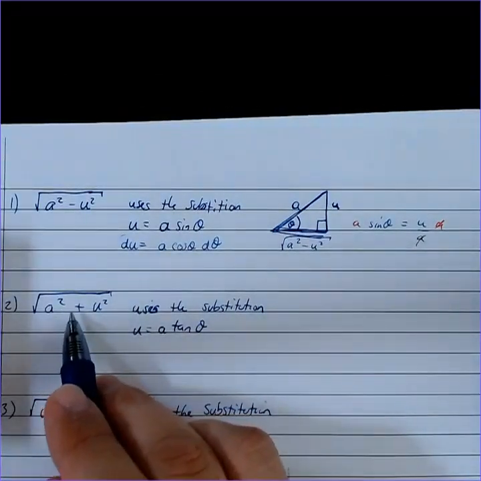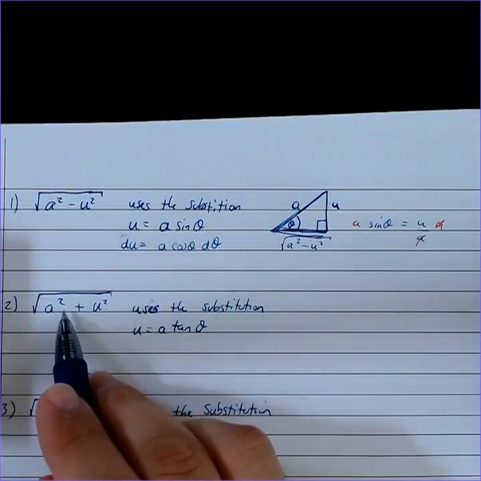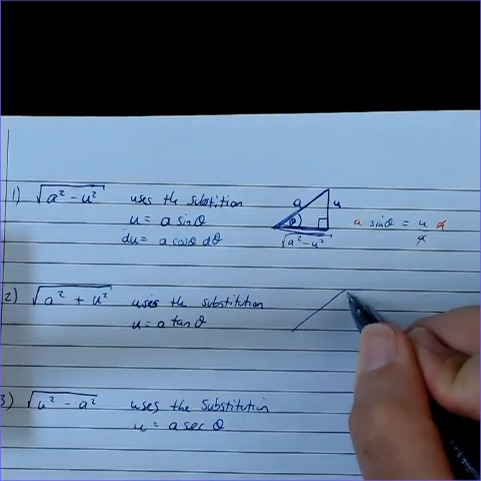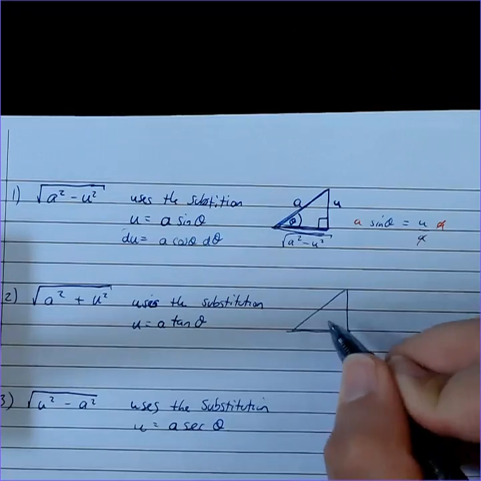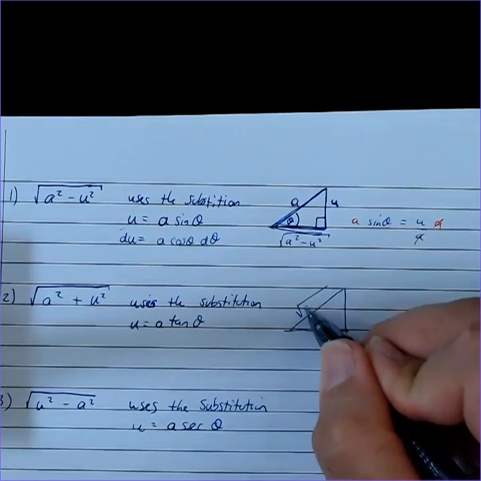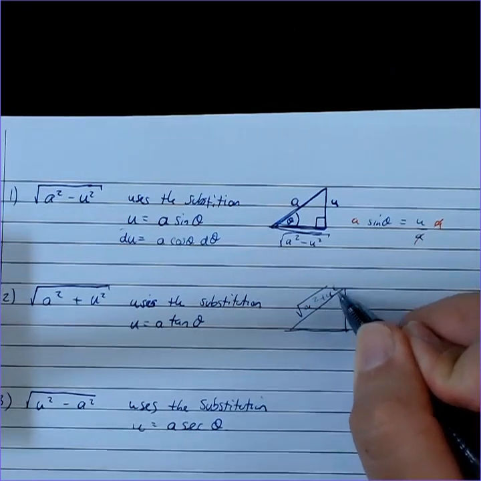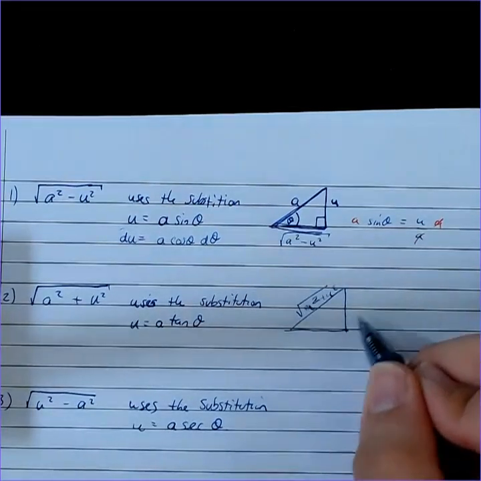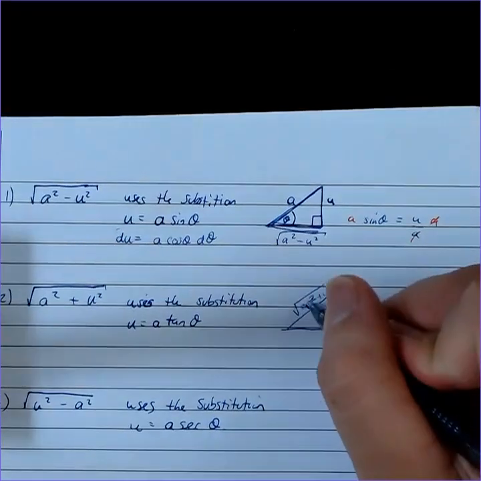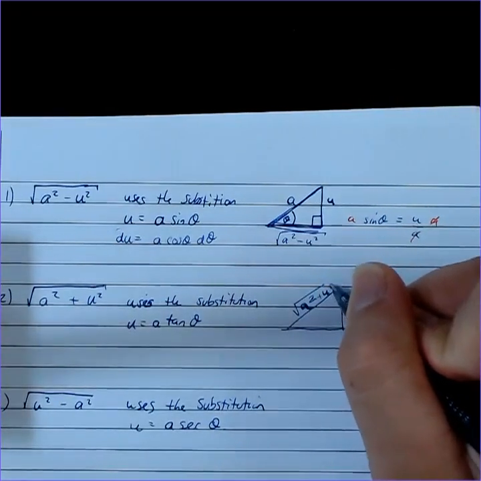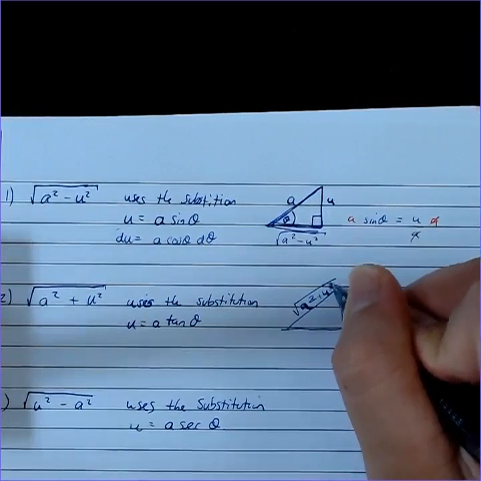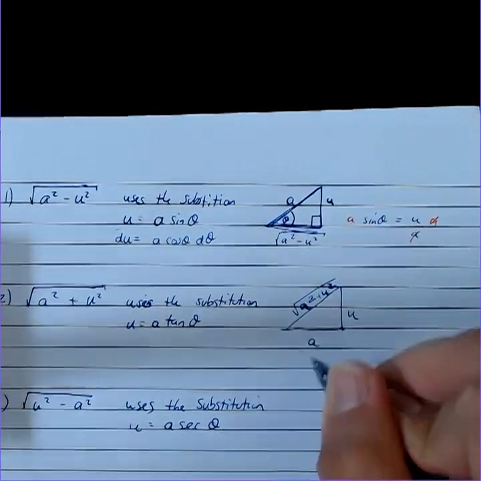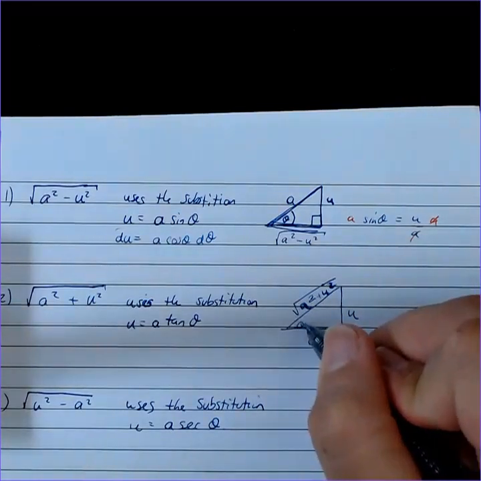Notice that's the sum of the squares of two sides of a triangle. That must be the hypotenuse. So this must be the hypotenuse, the square root of a squared plus u squared. So here a and u must be the sides of this triangle. A squared plus u squared under a square root. Okay, so then here I'll designate this as u and designate this as a. Call that the angle theta.